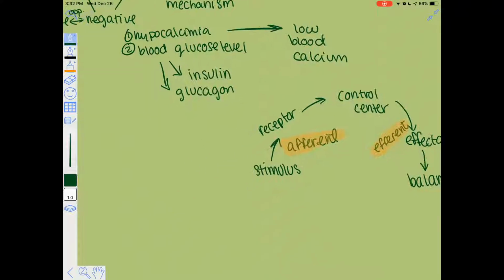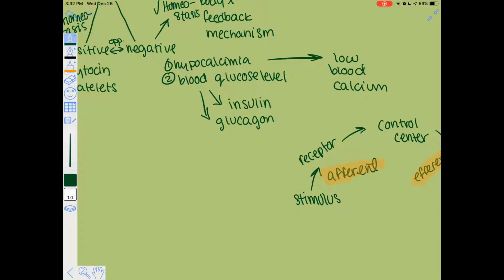Regulation of blood glucose works the same way. Insulin is used when you have high amounts of blood glucose levels and your body can't find a way to use it. So the control center sends down insulin to go and to find a way to get the glucose to be used or stored.